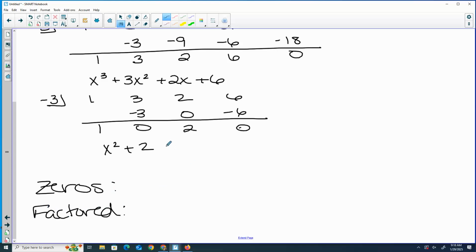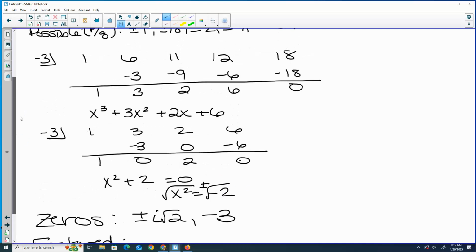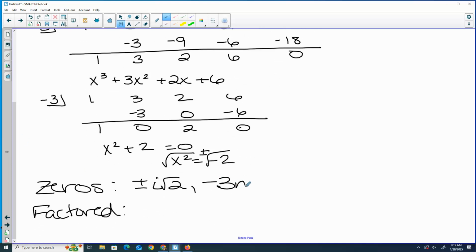Zeros are, if you set this equal to 0, what do we get? So the x squared equals -2. Square root, plus and minus. What's the square root of -2? I radical 2. What else were my zeros? So it was just 2 and -3.